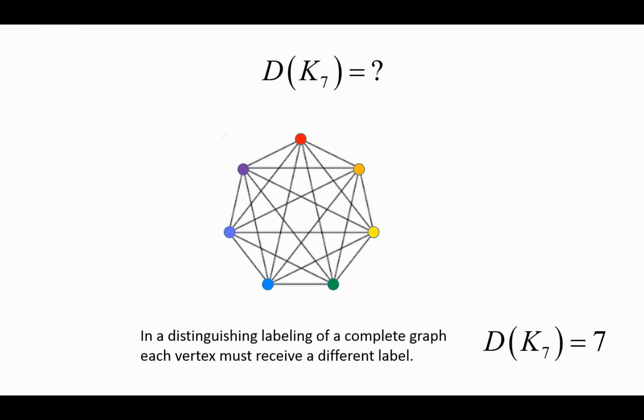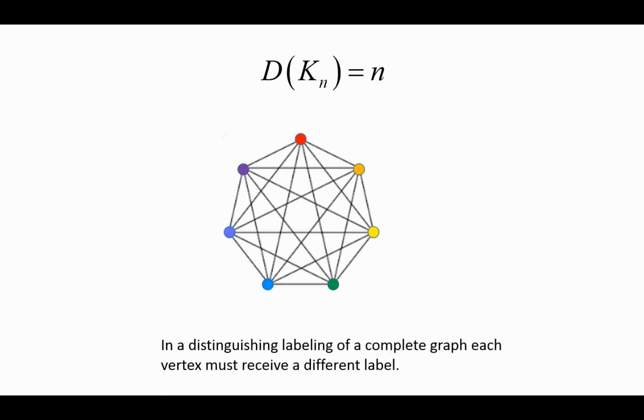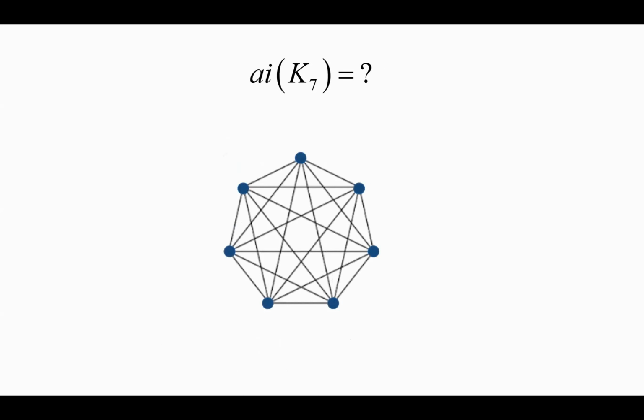Okay, this was one of the elementary results from Albertson and Collins. So we can extend that there. The distinguishing number of Kn is n. Now, for the asymmetric index of K7, it seems like we have to do a lot of edge removal, removing a lot of edges to get this graph to result in an asymmetric graph.